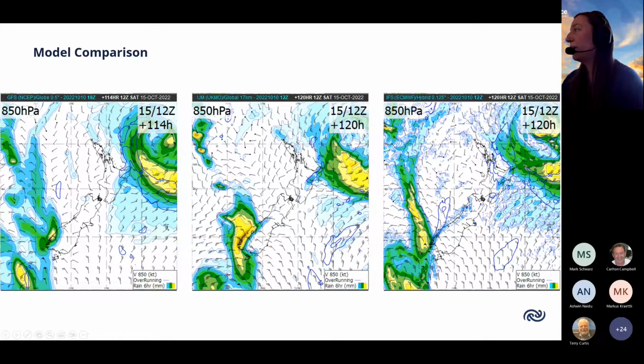This is quite common with regards to the EC being a higher horizontal resolution. It often has a tendency to forecast more of these sort of light isolated showers. But so these are the 3 main models we use, and we can have a quick side-by-side comparison of them when we're forecasting.